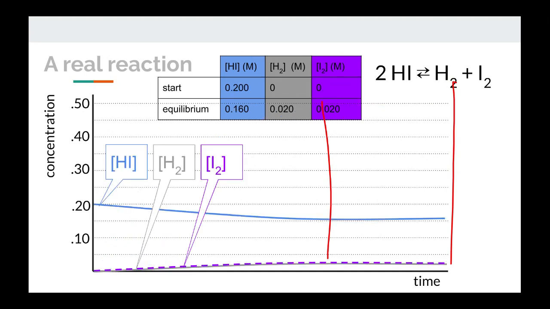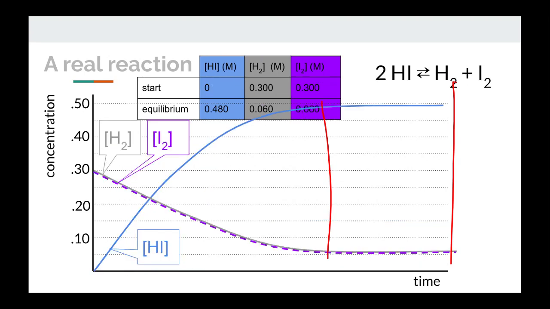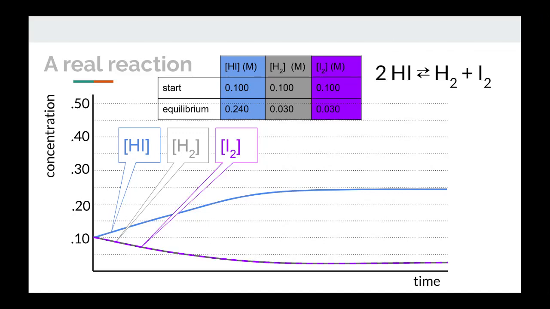Let's just slide back to that. Here we ended up with 0.16 molar HI, 0.02 and 0.02 for the H2 and I2. Here we end up with 0.48 and 0.06 and 0.06 for our concentrations. So unlike our particle example, when you're looking at actual concentrations, it's a little more complicated than that. But put that on the back burner for now. We'll come back to it later. Here's what happens if we start out with some of everything. We have 0.1 moles per liter of HI, H2, and I2.